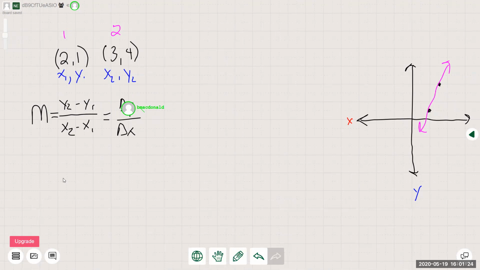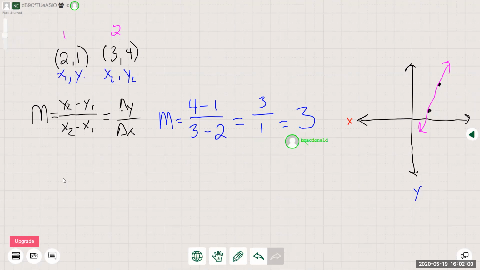So m equals, y2 is going to be 4, and y1 will be 1. So 4 minus 1. x2 is 3, and x1 is 2. So now we can just subtract these out. 4 minus 1 is 3, and 3 minus 2 is 1. So we have a slope of 3.